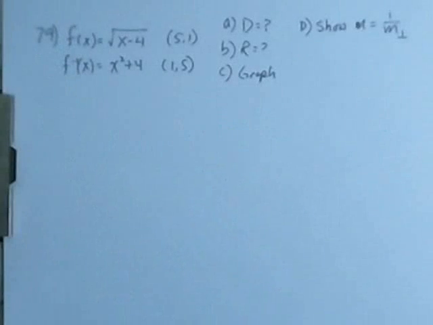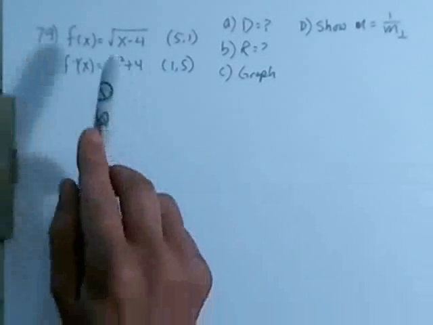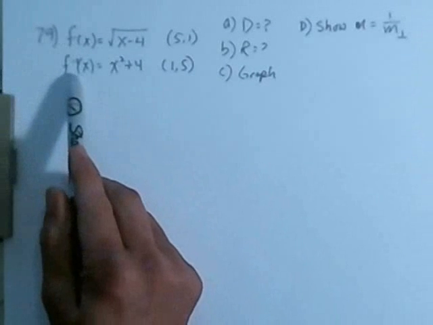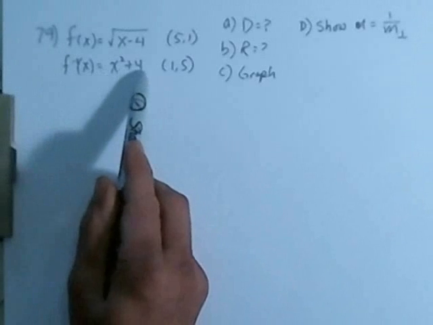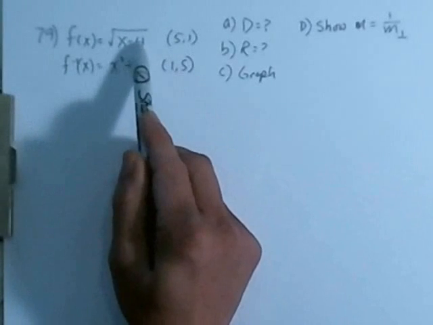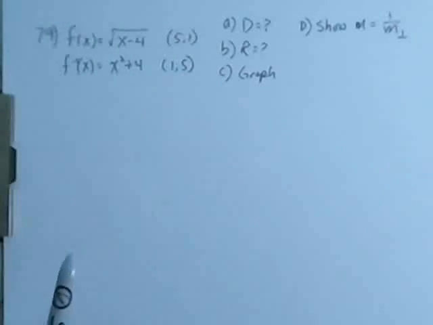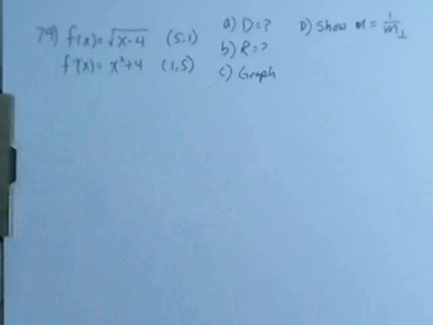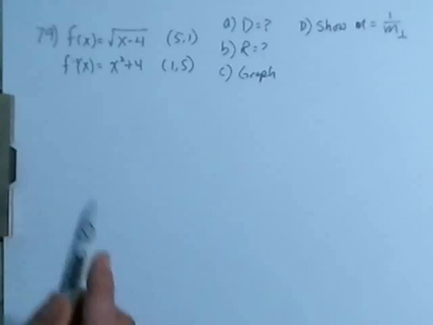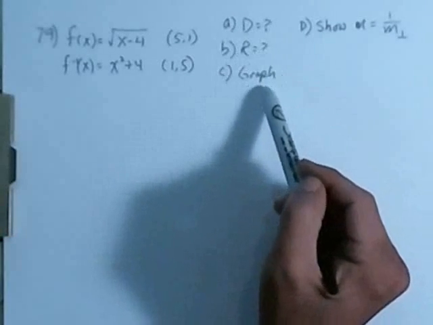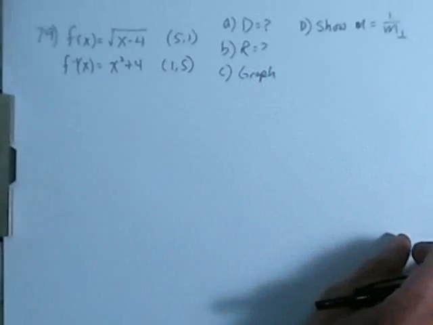Next problem, 79. Here's your function. F of x is equal to x square root of x minus 4. F inverse function is equal to x squared plus 4. At the point x equals 5, 5 minus 4 is 1, and the square root of that is still 1. If I plug in 1 in here, 1 squared is 1, plus 4 is 5. Obviously, 1 comma 5 is a solution to this inverse function. First, we're going to find the domain, the ranges, graph it, and show that the slopes are reciprocals.